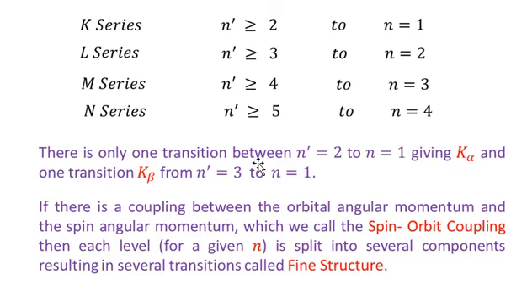There is only one transition between n prime is equal to 2 to n is equal to 1, giving you K alpha, and one transition for the K beta, which is due to the transition from n prime is equal to 3 to n is equal to 1. So you see that I have explained K alpha and K beta, but of course with even higher principal quantum number n prime, you can observe K gamma, K delta, and so on.